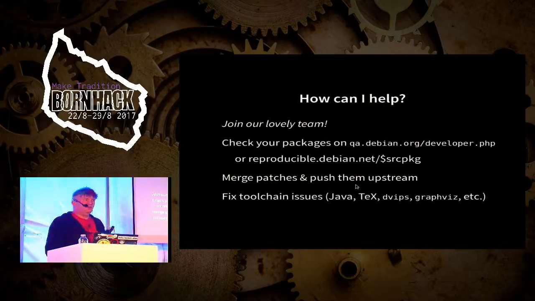So if you want to help, first, if you maintain Debian packages, you can go to these QA pages and check yourself if your software is reproducible, merge these patches we have, or fix toolchain issues. Because these 1,300 packages are mostly unreproducible because of some, it's usually the documentation stuff nowadays, which makes them unreproducible.